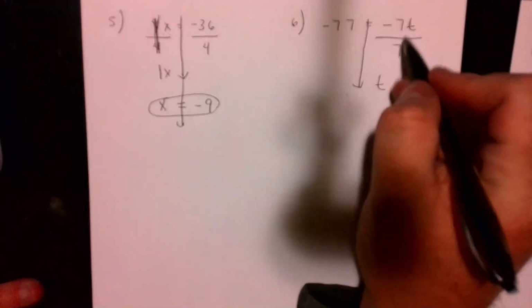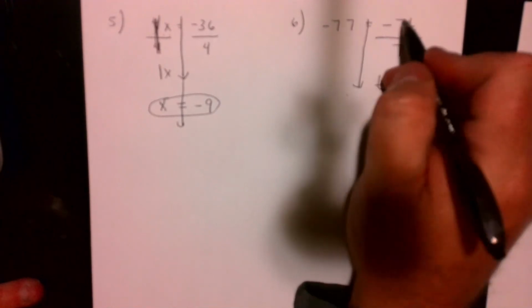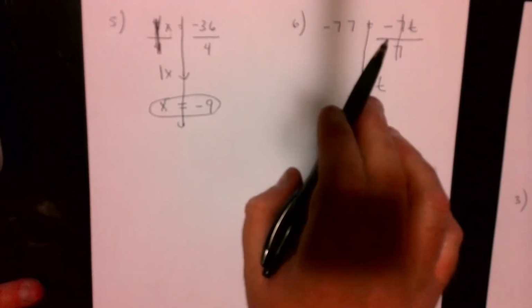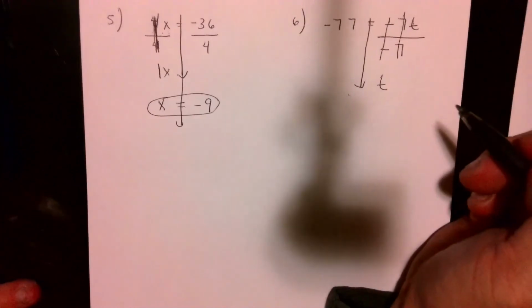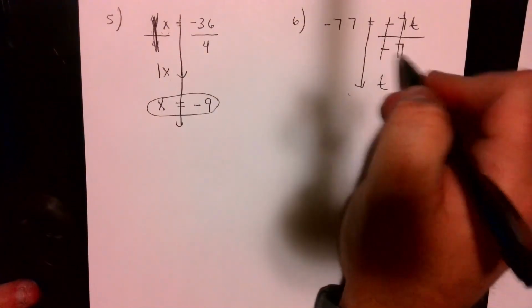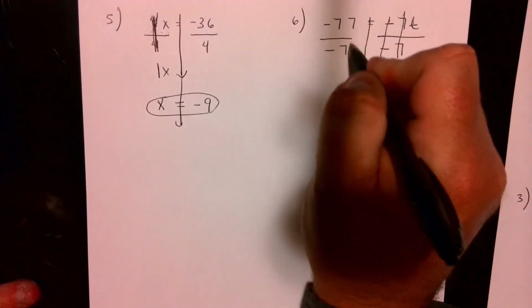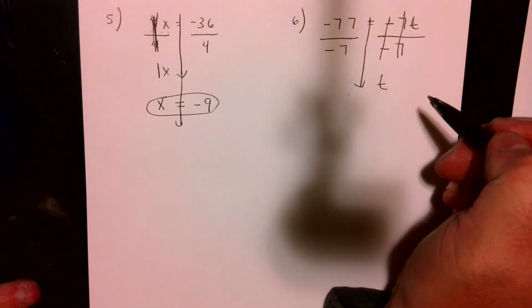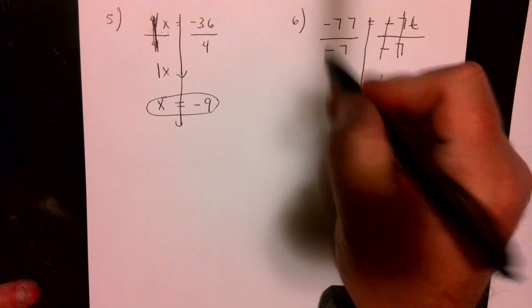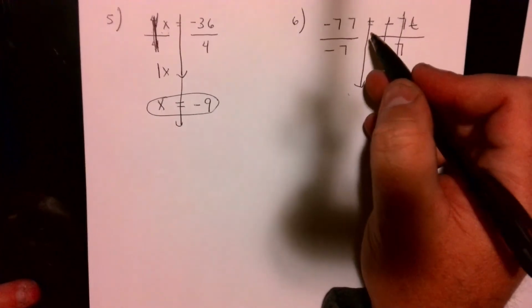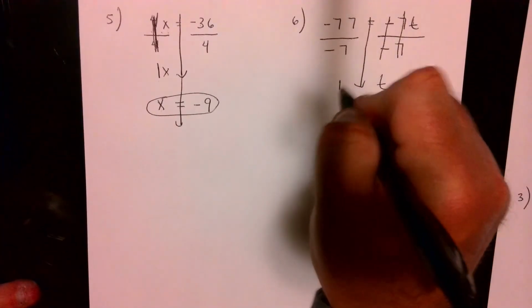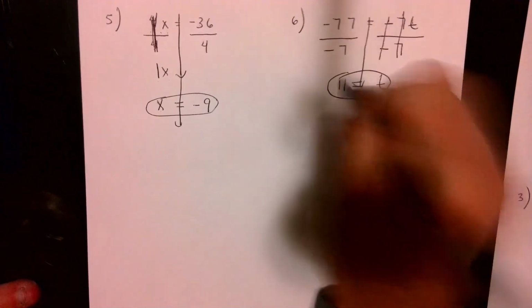But don't just divide by 7. Because now the 7s cancel, but you're still left with a negative in there. You need to divide by the negative as well. So that allows those to cancel out too. So if you divide by negative 7 here, divide by negative 7 here. Negative divided by a negative makes a positive. And 77 divided by 7 is 11. So 11 equals t.